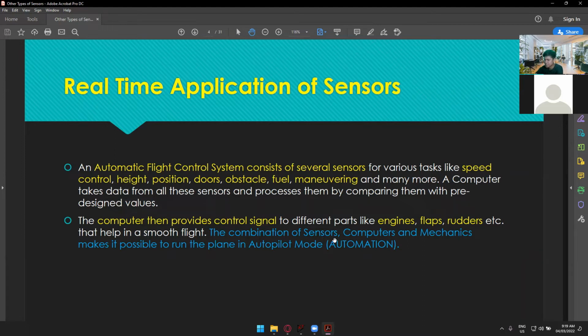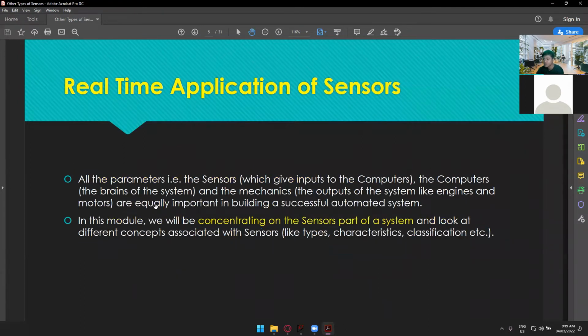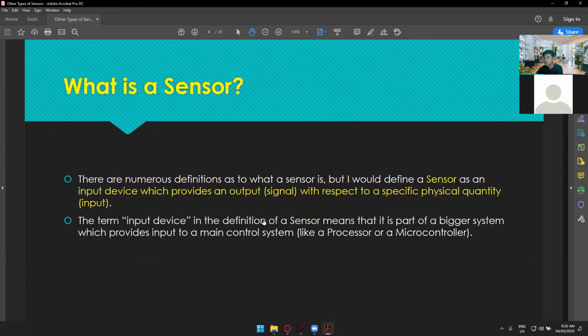Let's just say that this is the main product of these sensors right here. So all the parameters, sensors which give inputs to the computers, the brain, the system, there are some more explanations on what's happening, but I'll skip this one since it is very straightforward. Again, in this module, we will only concentrate on the sensors, not on the computer, not on the mechanical. So first, let's define again what is a sensor.